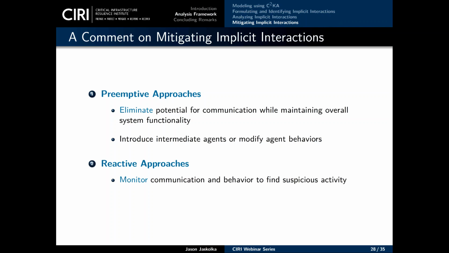So in those cases, what we want to do is install reactive approaches where we're monitoring the communication and the behavior of particular agents in the system to find suspicious activity. And using the analysis that we had, where we're analyzing the severity and the exploitability, this allows us to not have to monitor all of the communication in the system or all of the behavior of every agent that we have, but instead allows us to focus on particular agents that may be problematic, for example.